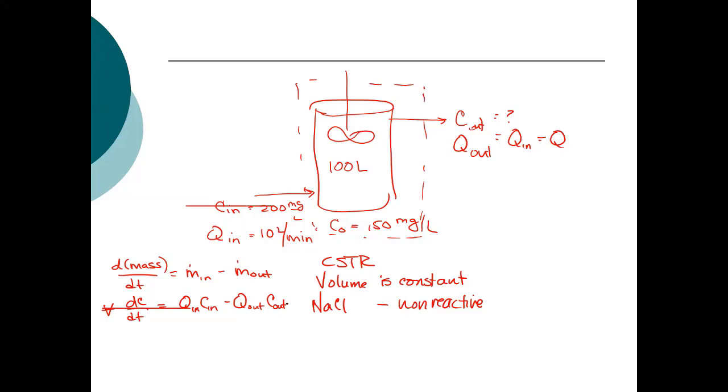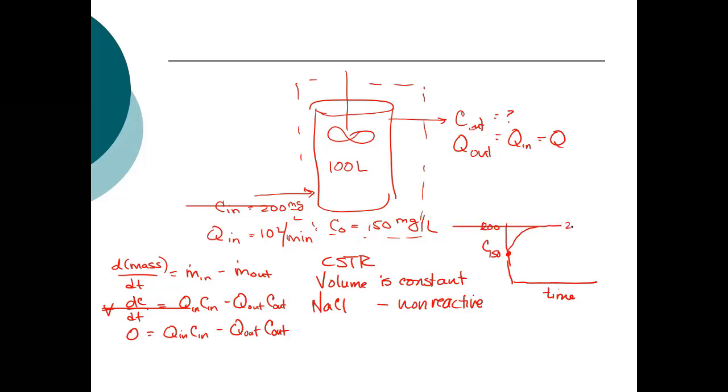Since you're asked for the steady state concentration, that means that the change in mass with respect to time is simply equal to zero. Note, C naught is not in the equation. So what we would see here, if we plot time versus concentration, we start at time 0 at 150. And that concentration is going to increase exponentially until it reaches 200. So at steady state, it will reach 200 milligrams per liter. And this time will be somewhere between 4 to 5 times the detention time.